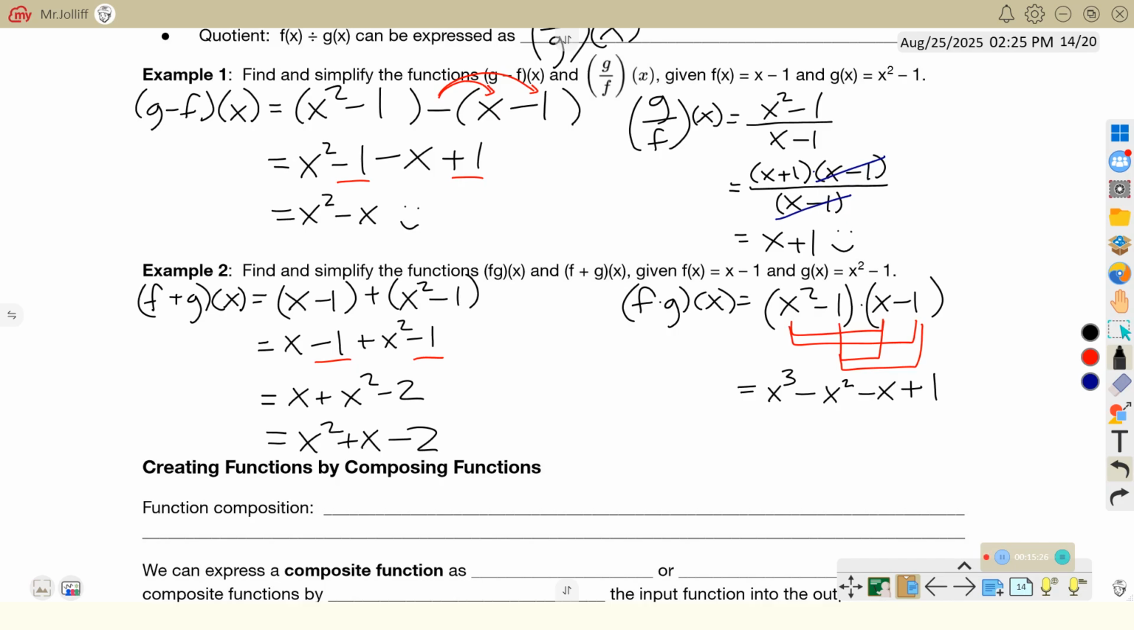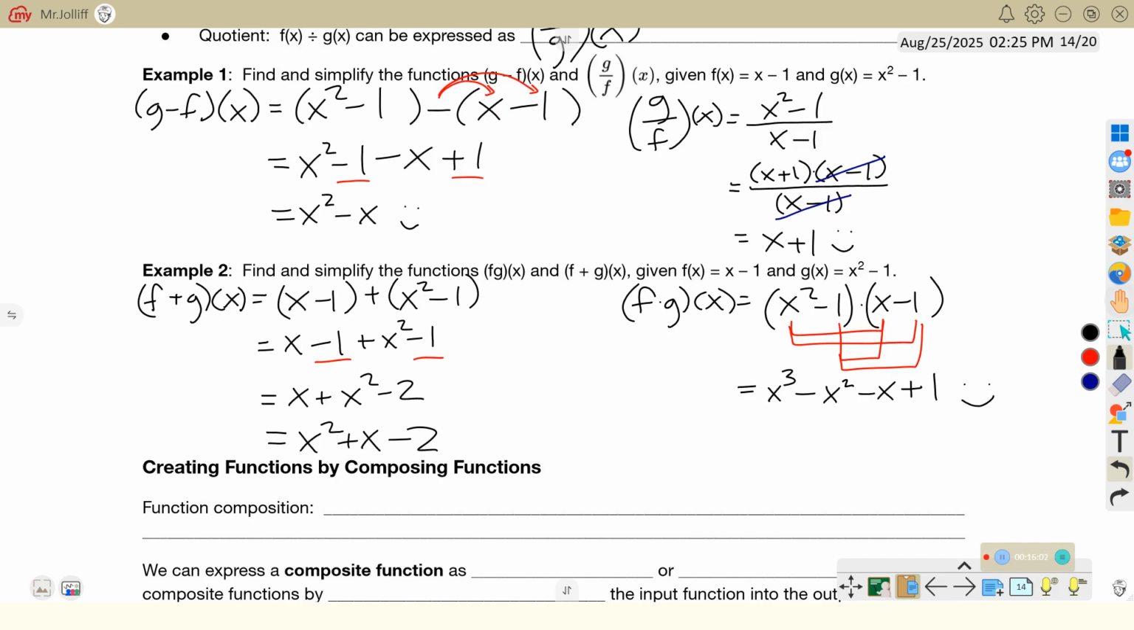Am I done? Good. I don't see any like terms up there. All of the x's have different exponents. There's only one constant. There's nothing else I can do. That is as pretty as it's going to get. Yeah, good. Very good. Okay, questions on how to combine functions algebraically? No, everybody looks like they're in a state of food coma.